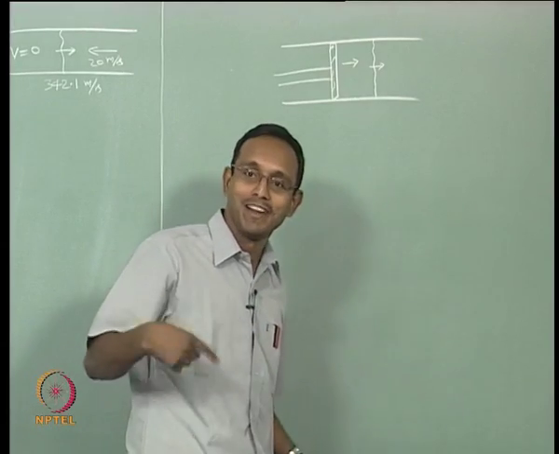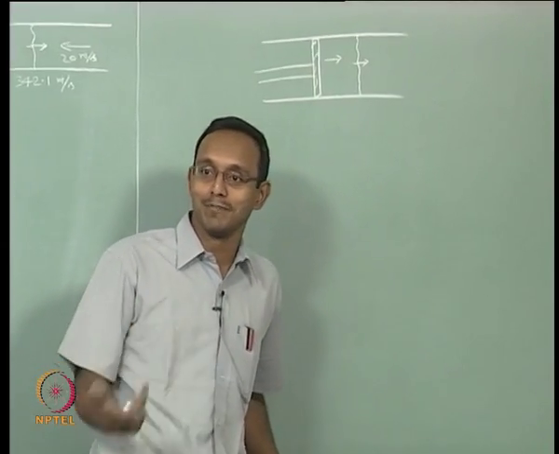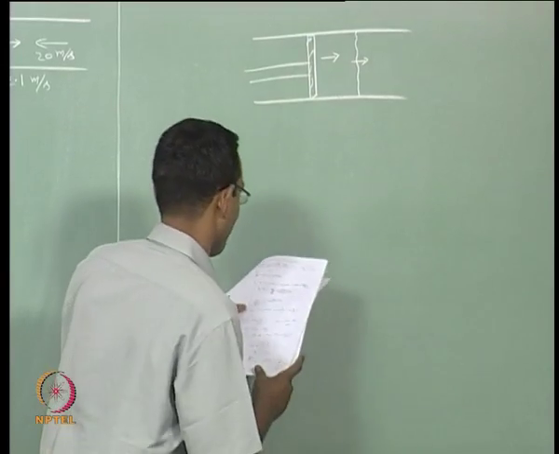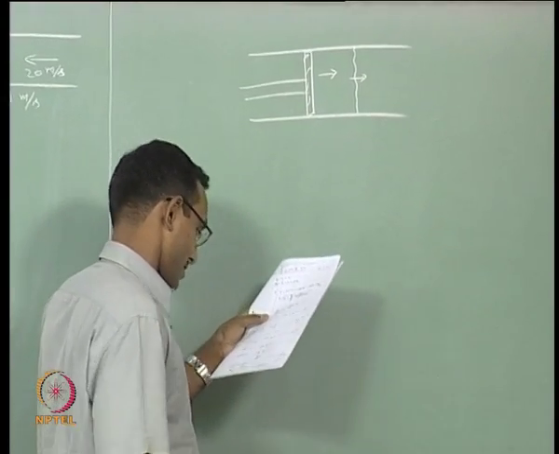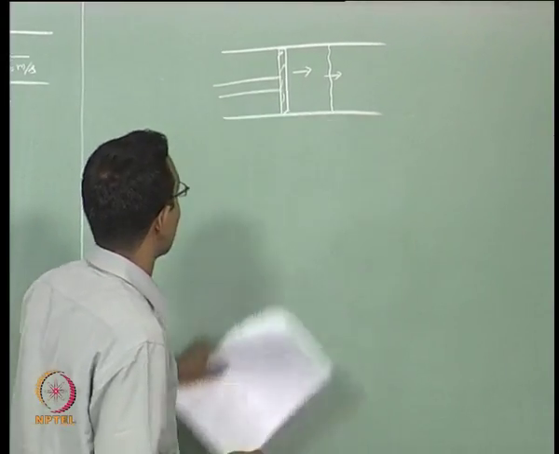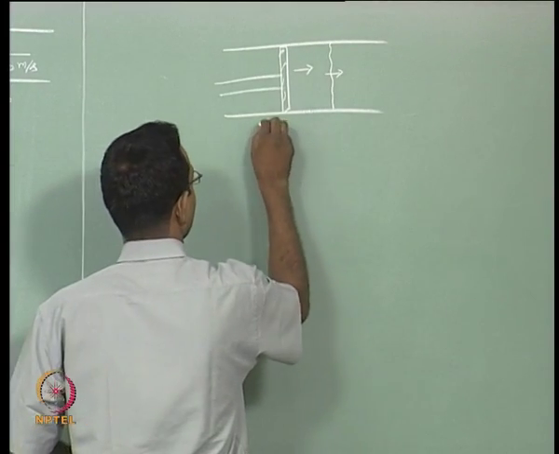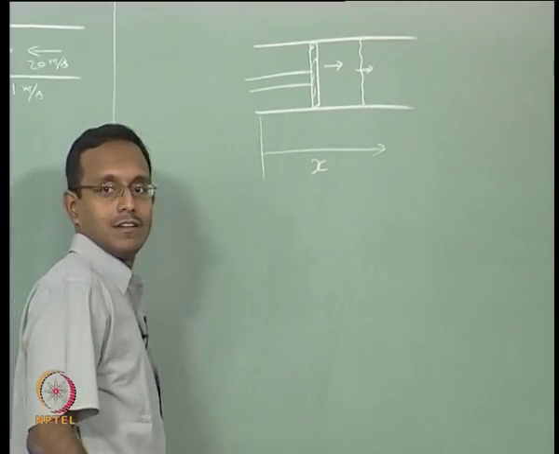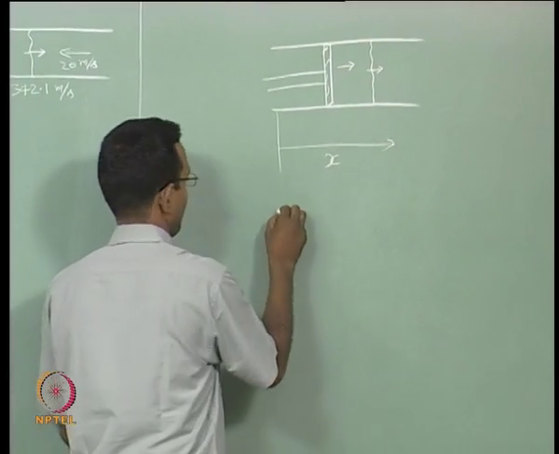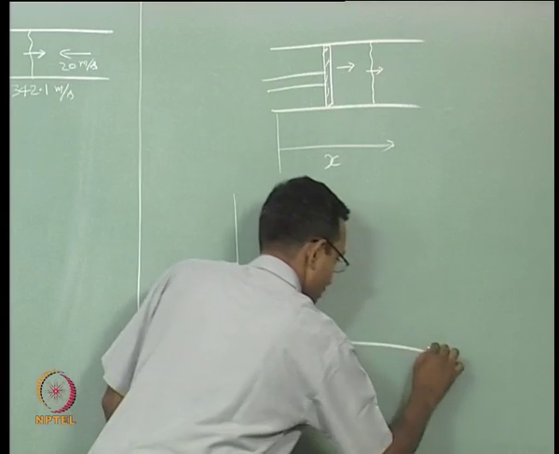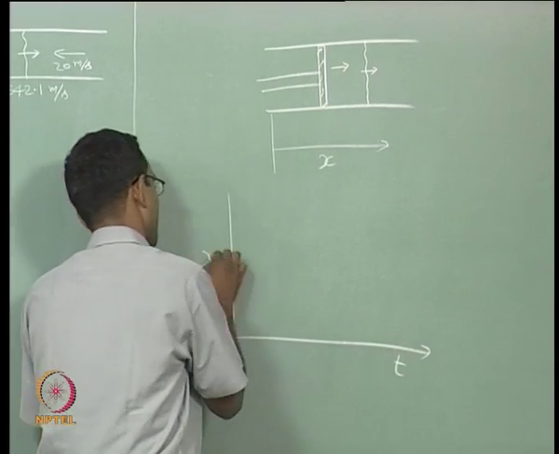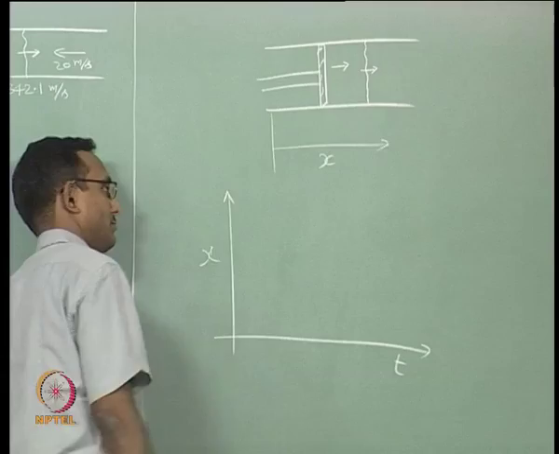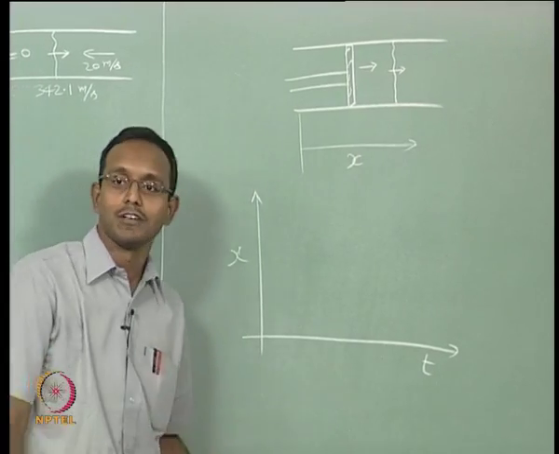I keep on repeating this: unsteady flow will mean there will be compressibility. Okay. Keep remembering that. Now, if I think of this problem like this, and I call this my x coordinate, I want to plot things x versus t. Let us say I want to plot this.